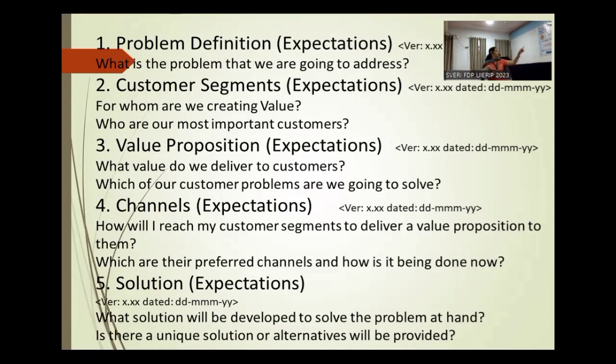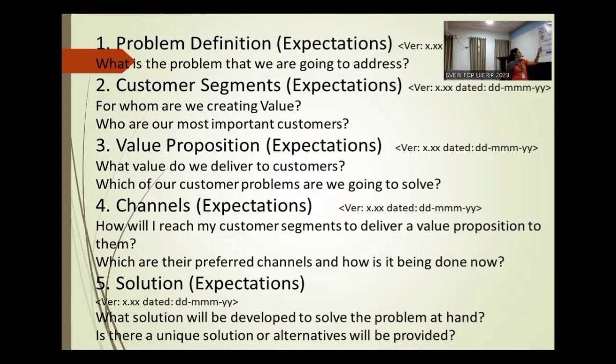Then second is customer segment. Then in the customer segment, on the right side, who are your customers? How are you creating the value for the customers? That you should be able to write. This is the activity. The third is the value proposition, expectation. These are ideal expectations. Every project may not serve all the expectations, and if it fulfills all the expectations, then it can be at the stage of converting to business.